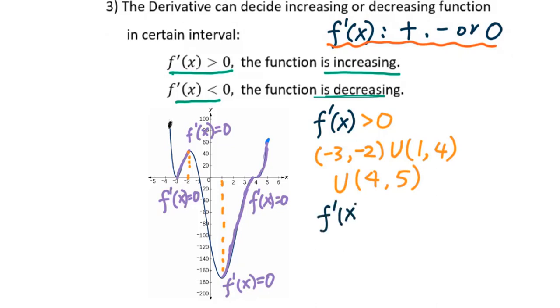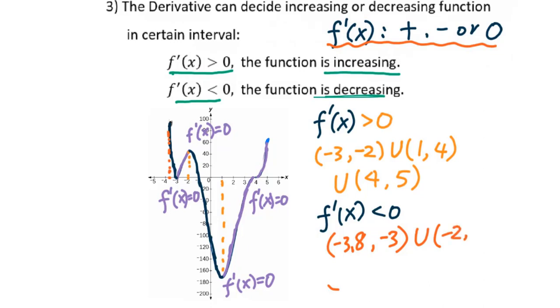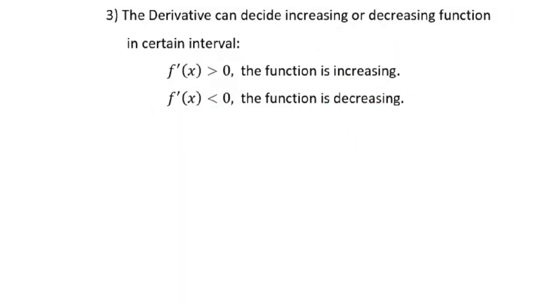For the derivative less than 0, it will be from here to here, and from here to here. That's the decreasing function. Now we write down the interval from this point. We estimate it will be -3.8 to -3. Union set for this one is -2 to 1.